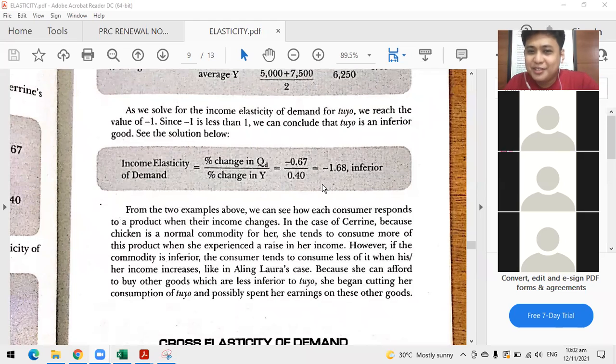Anong nabibili niyong merienda doon? Sa mga nagbabaon ng 20, 40, 50: kamote, tapos yung nilagang saging doon sa daan. Fishball. Tusok-tusok. 5 pisong sopas. Meron ba ng 5 pisong sopas?